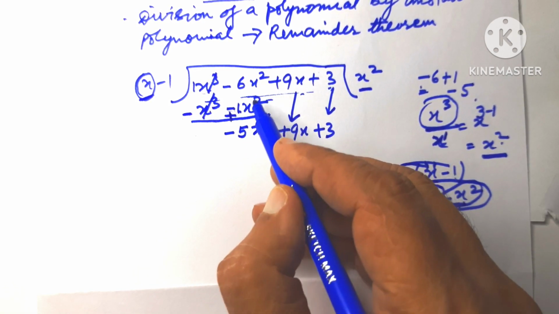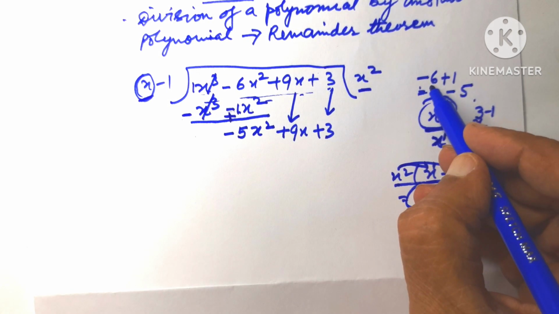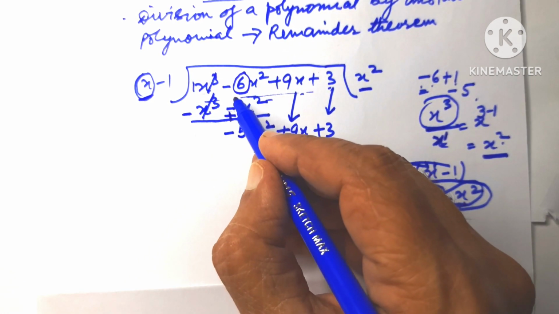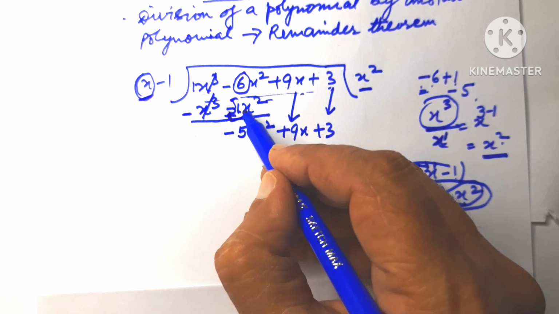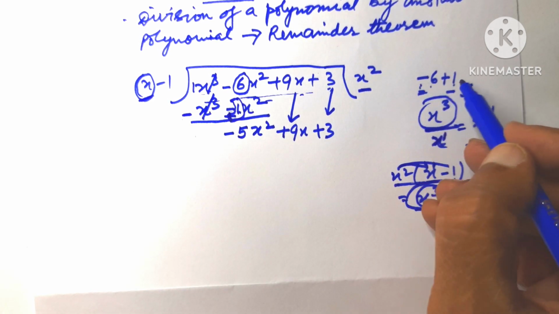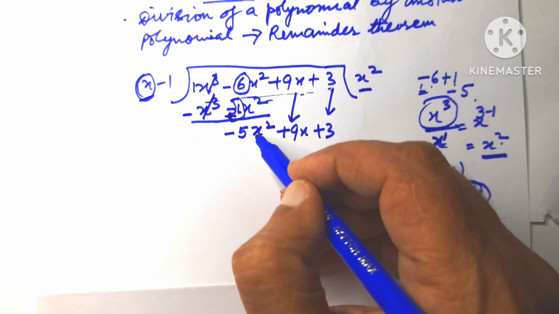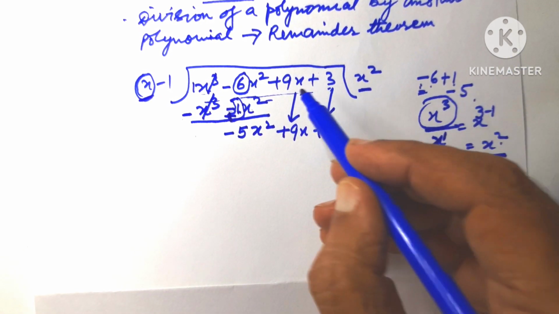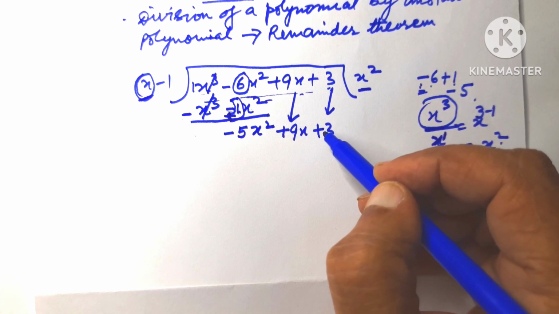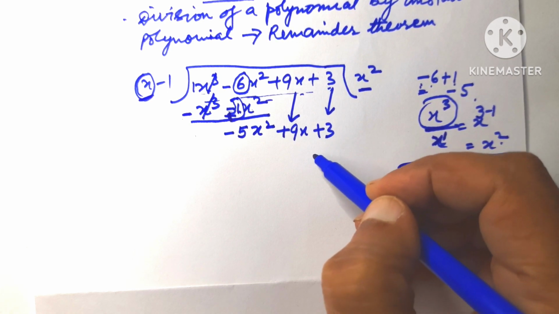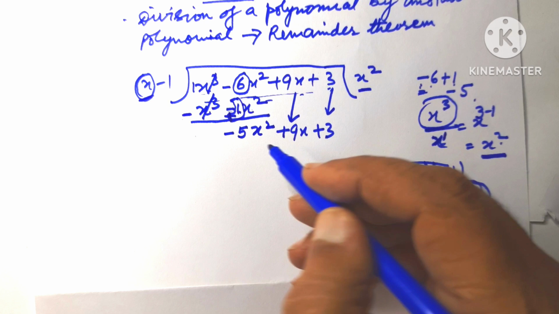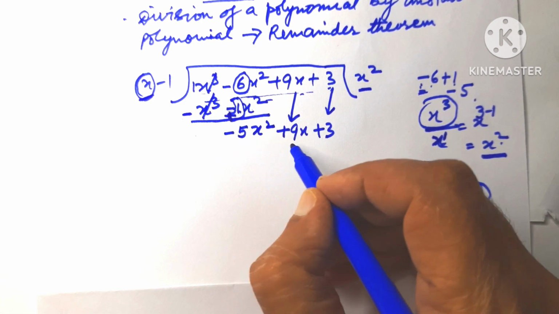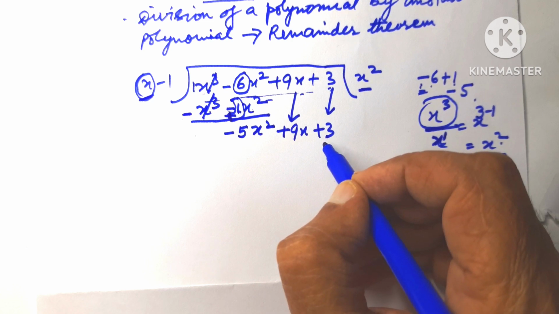Minus 6x square plus x square, minus 6 plus 1. We only consider the coefficients. Minus 6 plus 1, x square as it is, minus 5x square. Now bring down the other terms. Okay, so this is the first step. Now we have got another polynomial, minus 5x square plus 9x plus 3.